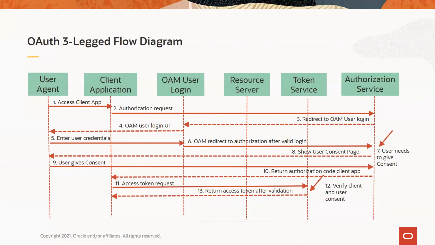The validated access token is then presented to the resource server for granting access to the protected resource. After validating the access token, if the token is deemed valid, the resource server returns the requested resource to the client.